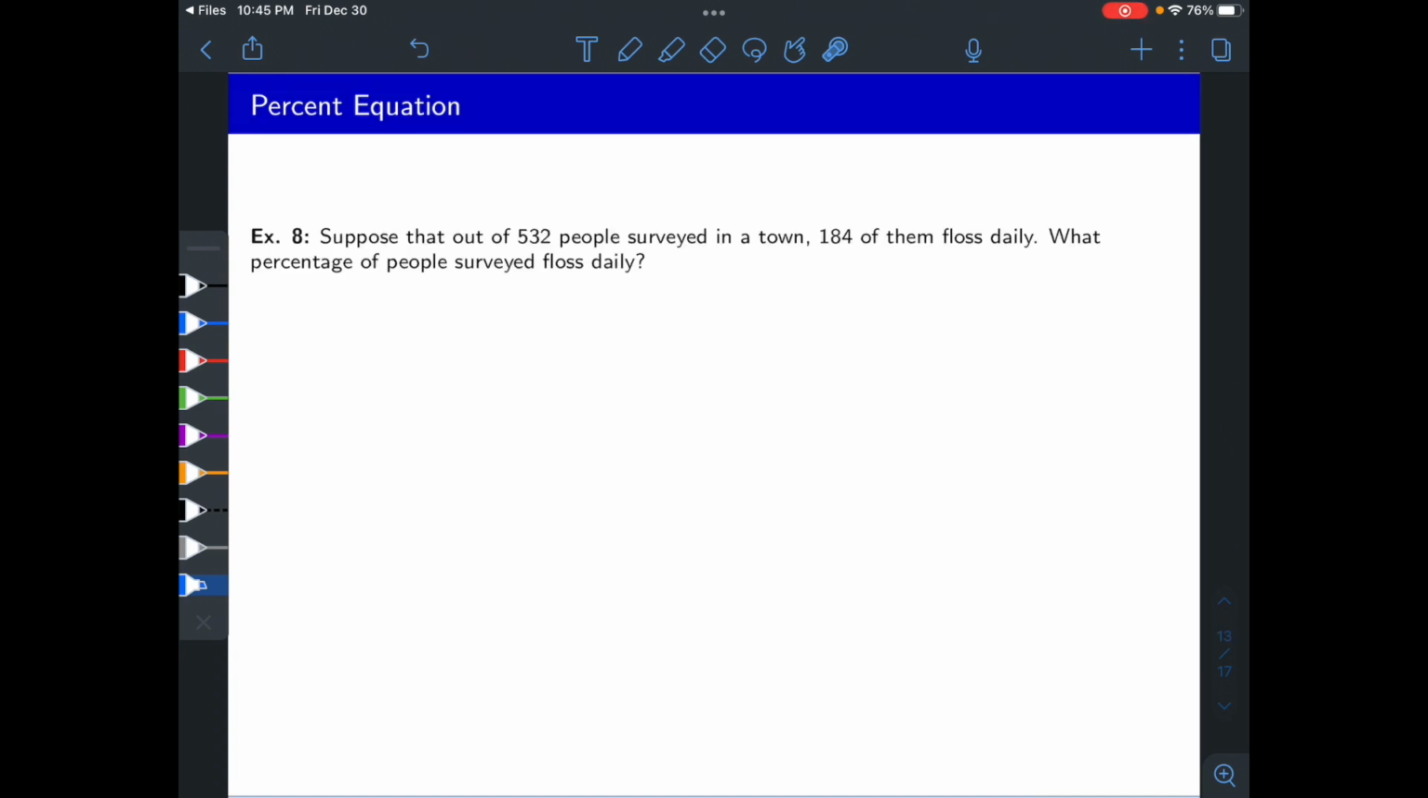All right, let's suppose that out of 532 people surveyed in a town, 184 of them floss daily. What percentage of people surveyed floss daily? So here we can just do 184 out of 532, and then just see what your calculator tells you that is equal to.